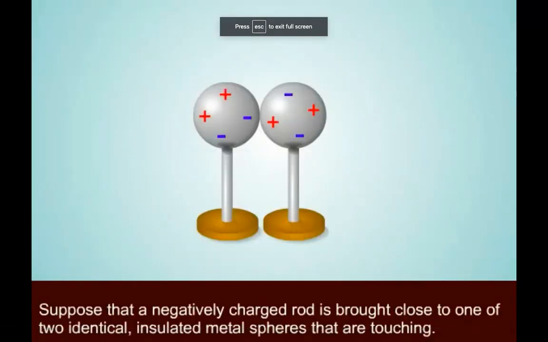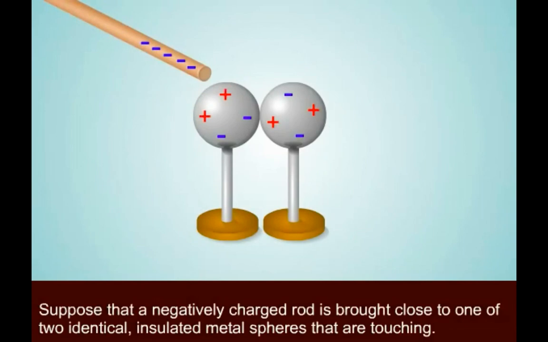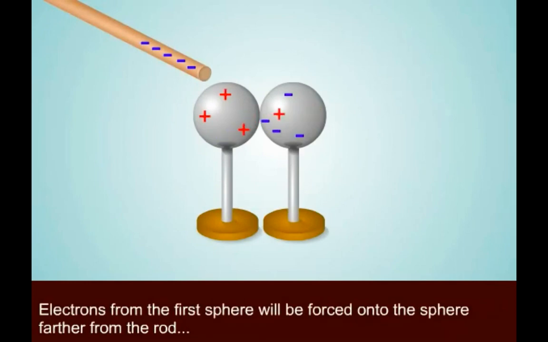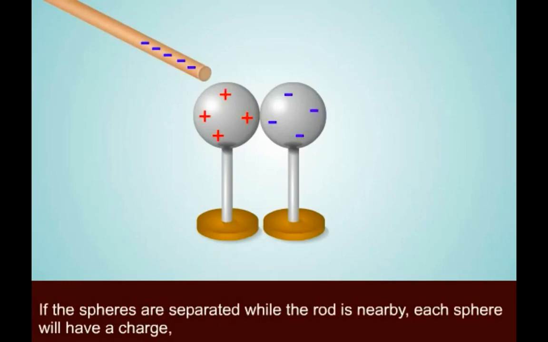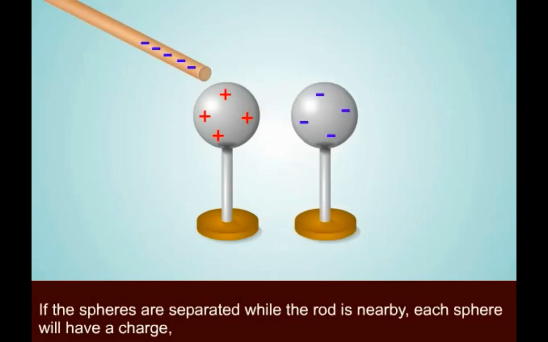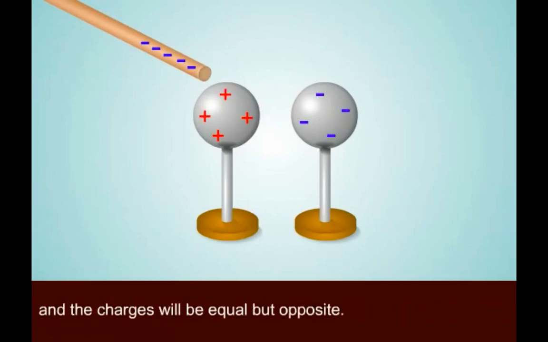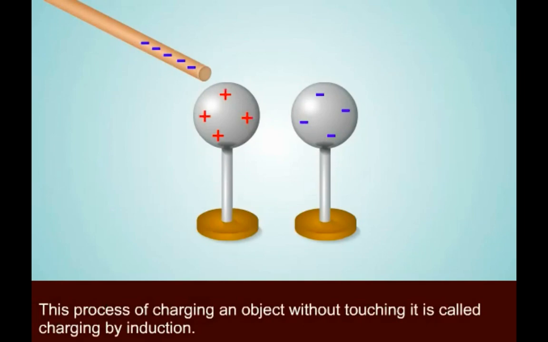Suppose that a negatively charged rod is brought close to one of two identical insulated metal spheres that are touching. Electrons from the first sphere will be forced onto the sphere farther from the rod and will make it negatively charged. The closer sphere is now positively charged. If the spheres are separated while the rod is nearby, each sphere will have a charge, and the charges will be equal but opposite. This process of charging an object without touching it is called charging by induction.